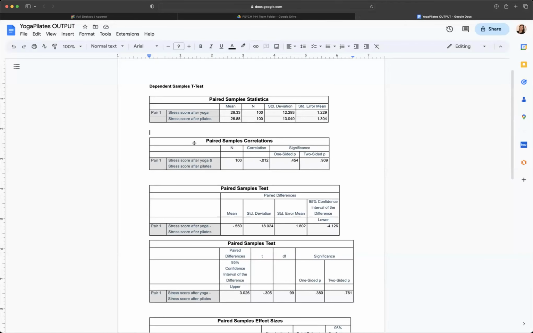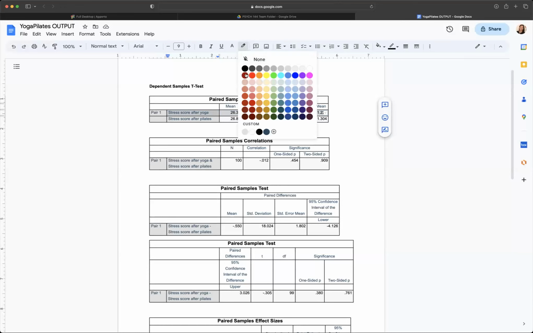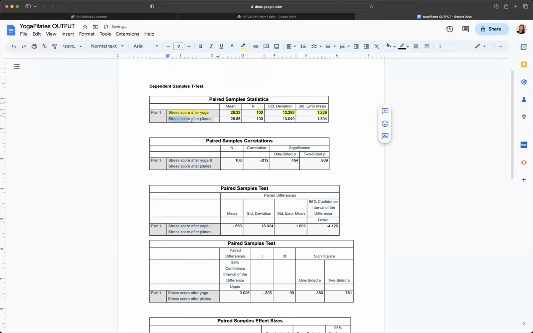So what we want to do is go through this and understand what's happening here. First, we can see the stress score after yoga. This is everyone. They took yoga and then they were measured on stress. And so that's what this number represents. We have an average of 26.33 for stress after yoga. And that was all 100 of the participants. And then we also have our stress score after Pilates.